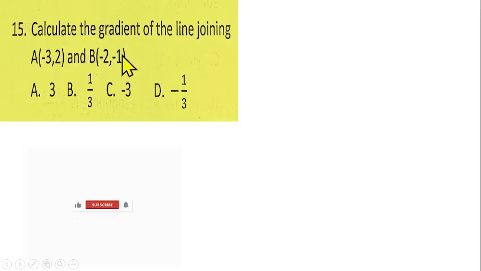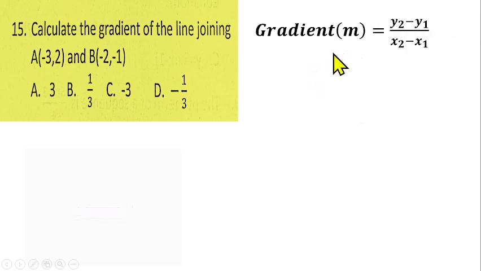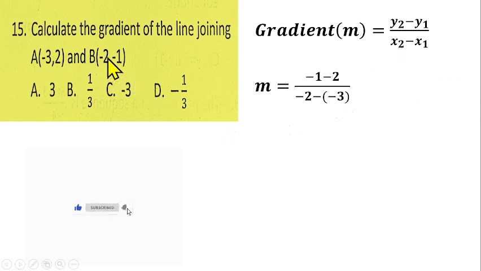Question number 15. You have to calculate the gradient of the line joining this coordinate and this coordinate. So you have to find the gradient of the straight line that passes through this point A and point B. And we know that the gradient of a straight line, given the coordinates of 2 points that the straight line passes through, will give us a change in y over change in x. So your change in y is y2 minus y1 over x2 minus x1. So from here, you get our x1 and y1 and x2 and y2. So from there, our y2 is minus 1 and our y1 is 2.